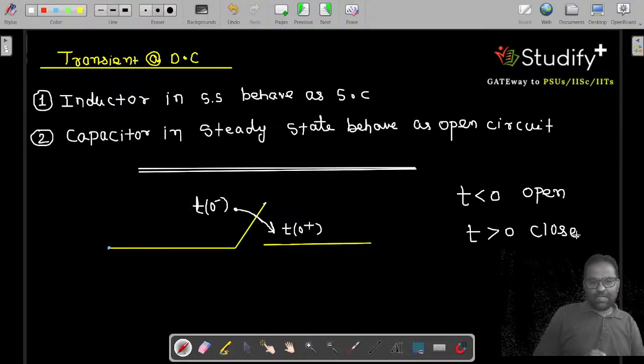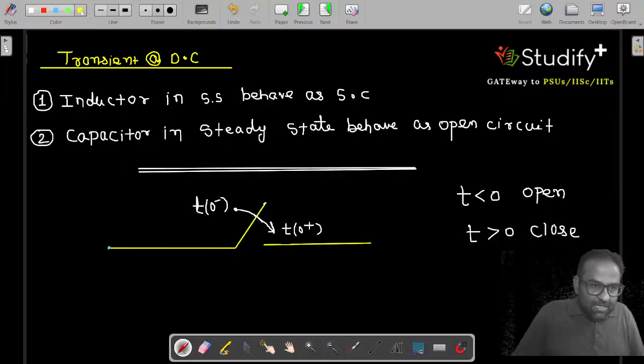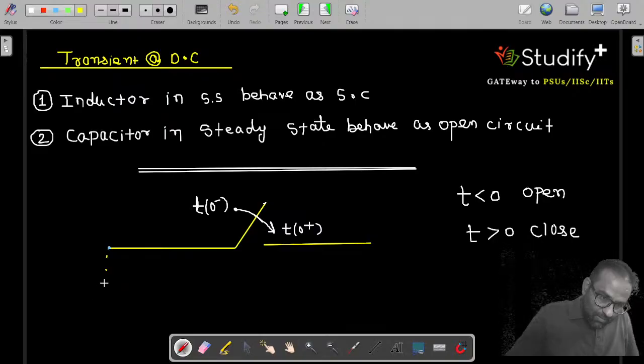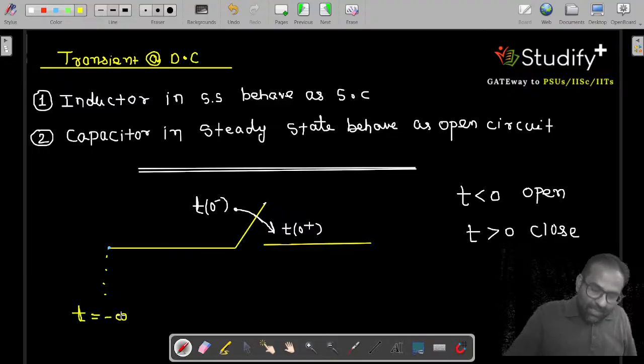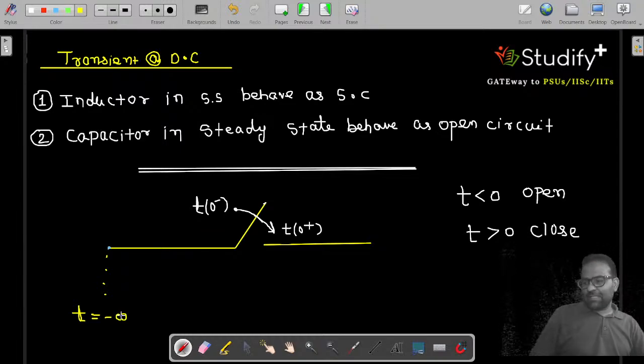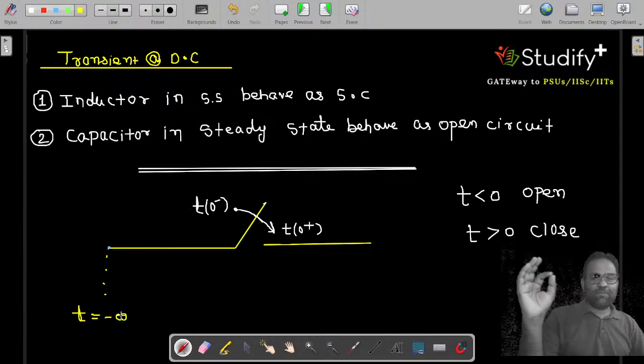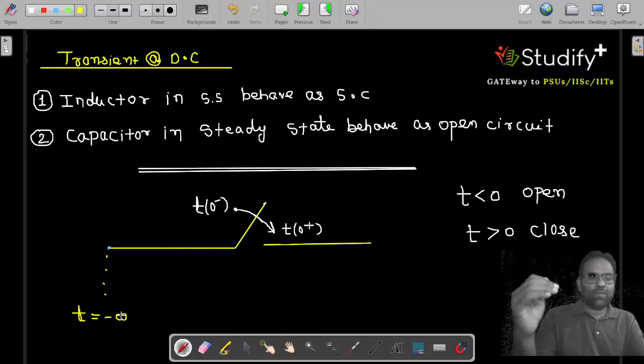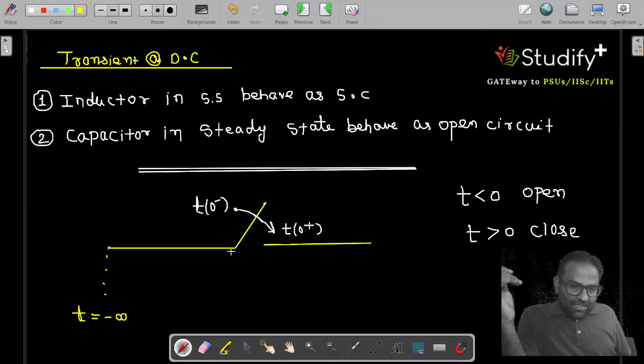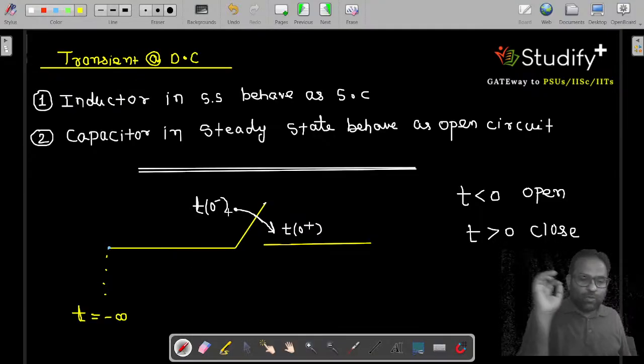These are the switching styles. What I am saying is that if I'm starting from this point, it is known as t equal to minus infinity. Correct? Every position of the switch is a steady state position. So this switch will attain the steady state position when it is open, and the switch will attain the steady state when it is closed.